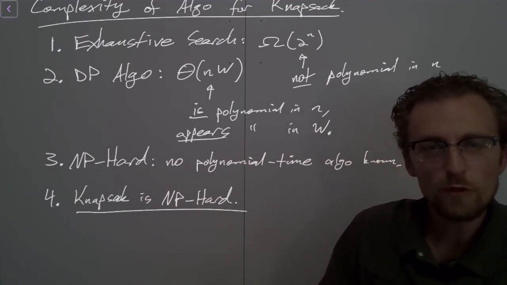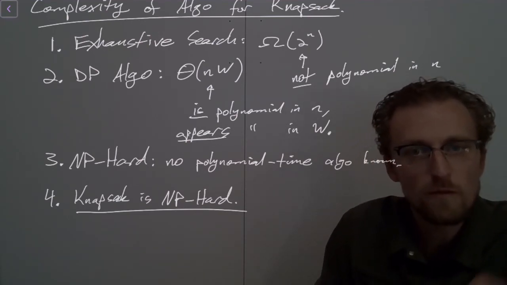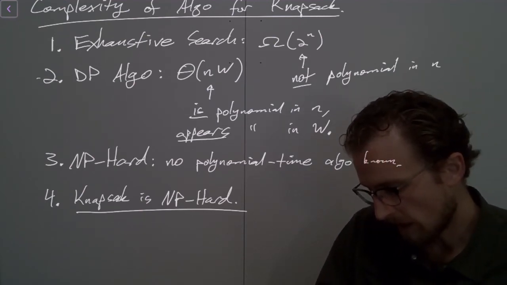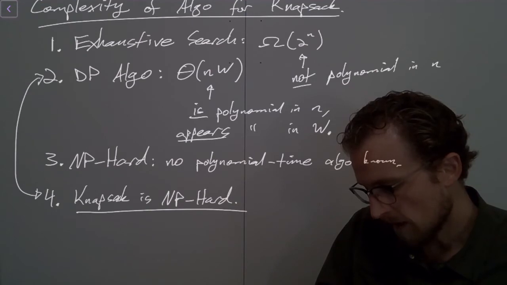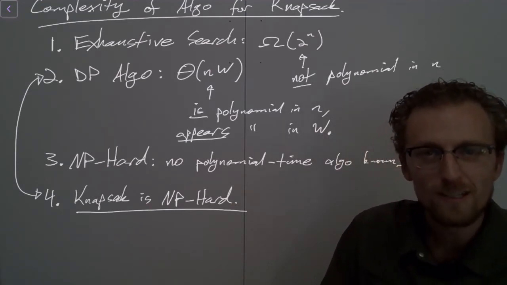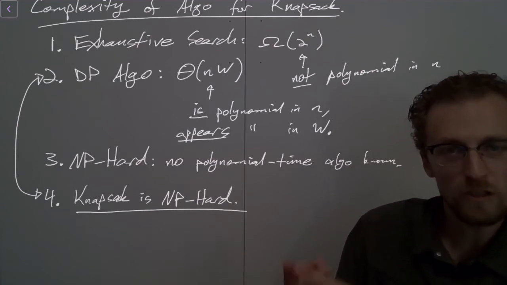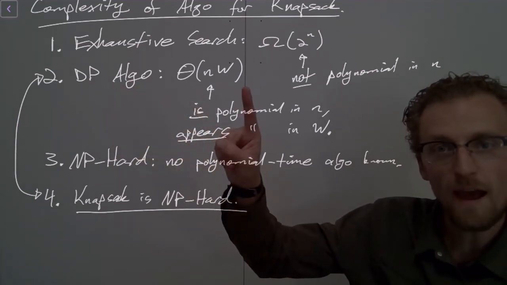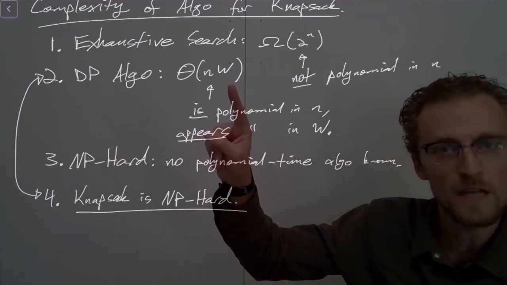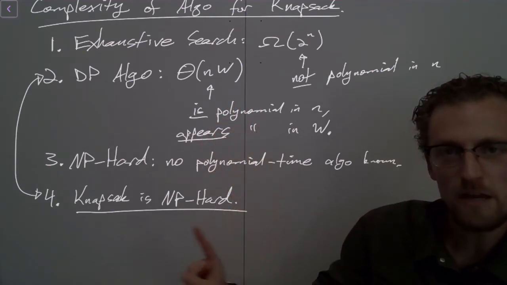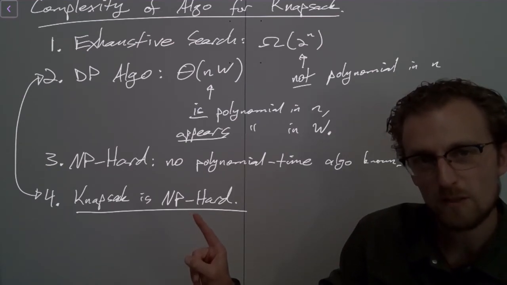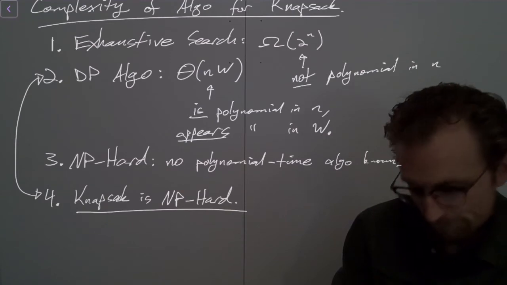So the question for you to chew on, and maybe to pause the video and think about and see if you can find a way around it, is how do we reconcile these two things? These points 2 and 4 on this slide look like they contradict each other, right? On the one hand, point 2 says, look, we have what appears to be a polynomial time algorithm to solve the knapsack problem. And down here, I'm claiming that no polynomial time algorithm for the knapsack problem is known.